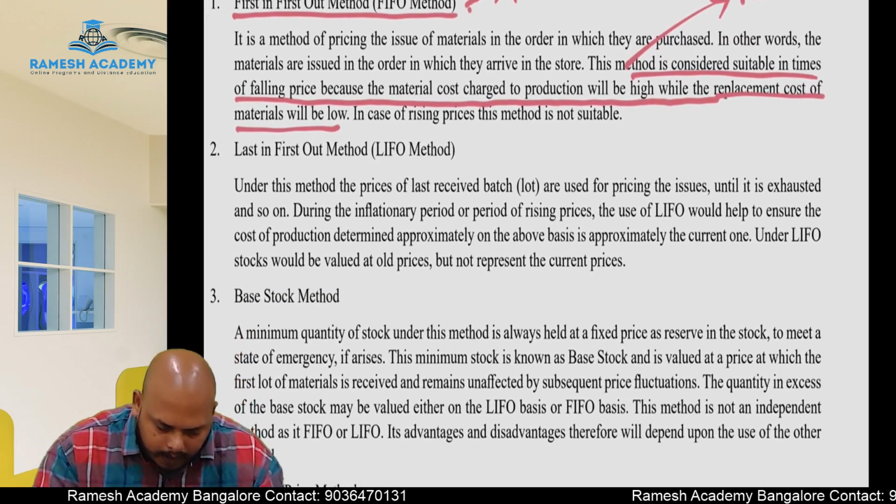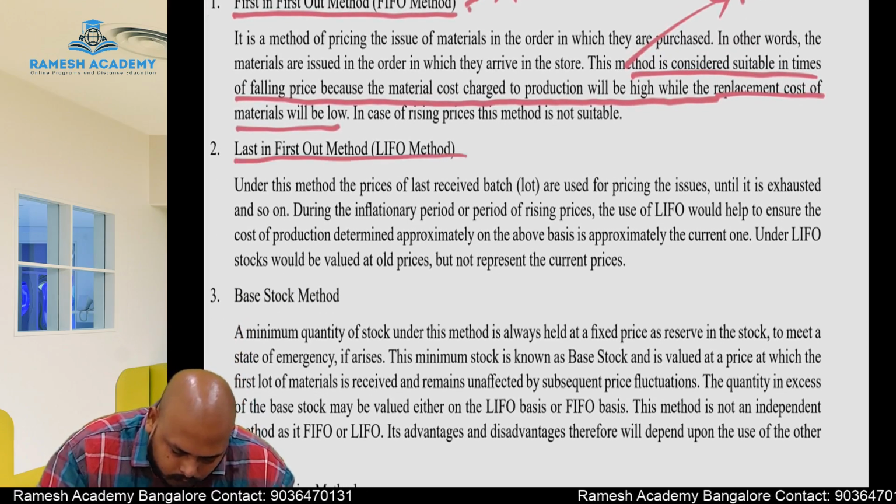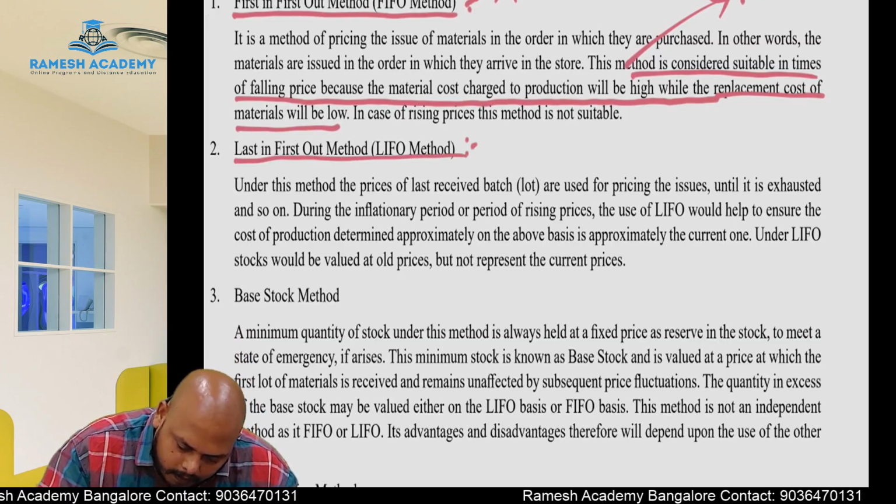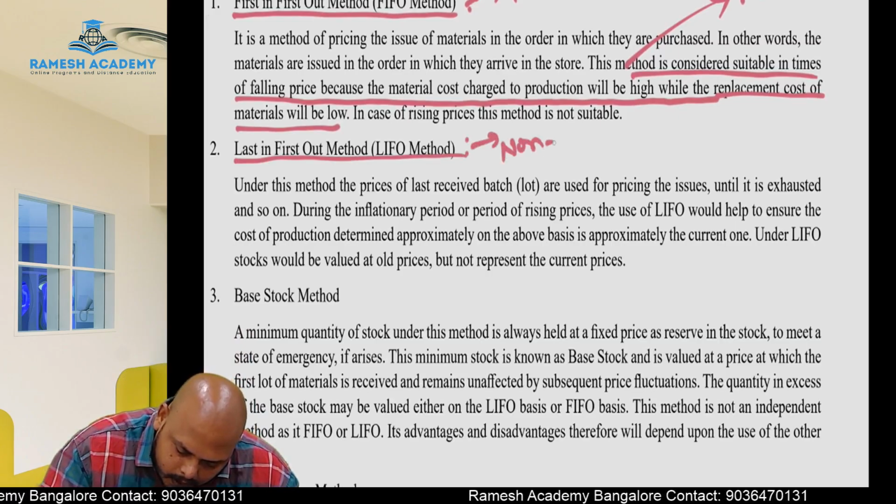Next, last in, first out. The last in, first out method is suitable for non-perishable goods.